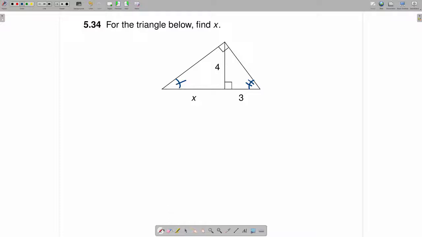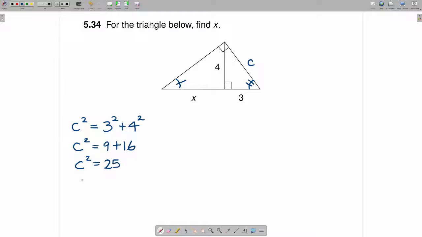Now, we'll come back to that in a minute, but for now, what I'd like to do is determine the length of this side right here. Because we have a right triangle, by the Pythagorean theorem, if we call this side C, we can say that C squared is equal to 3 squared plus 4 squared. 3 squared is 9, 4 squared is 16, so that means that C squared is equal to 25.